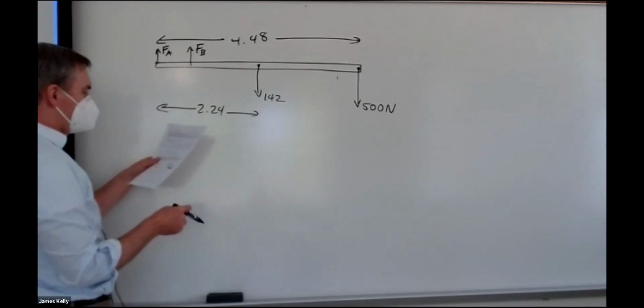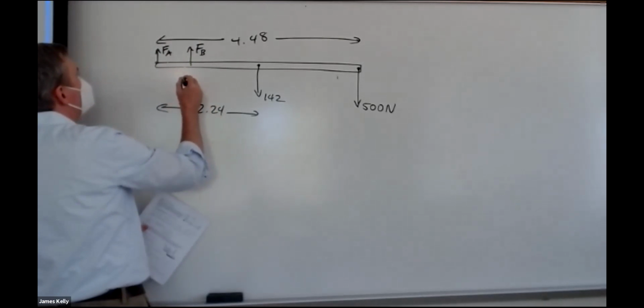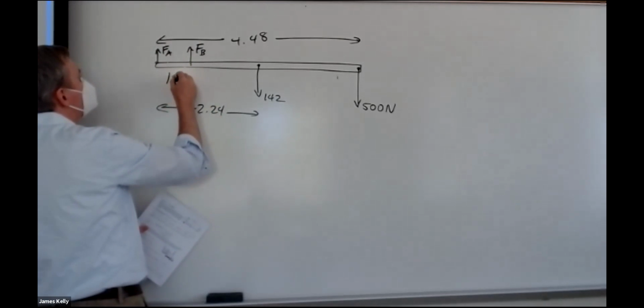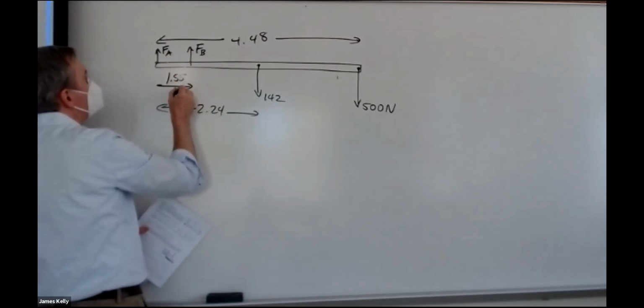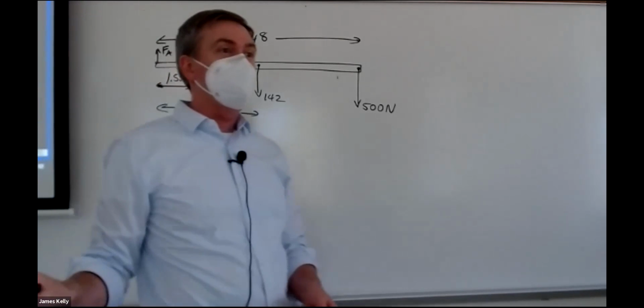I guess I also need the fact that this is 1.55 meters here from there to there. And I think that gives all the information that we're given in terms of distances. And what do I have to work with? Well, I know it's in static equilibrium.